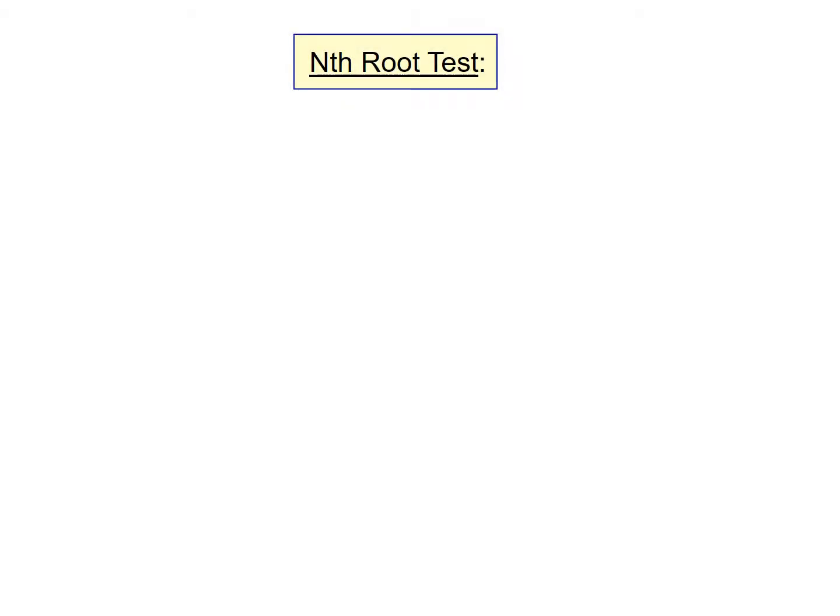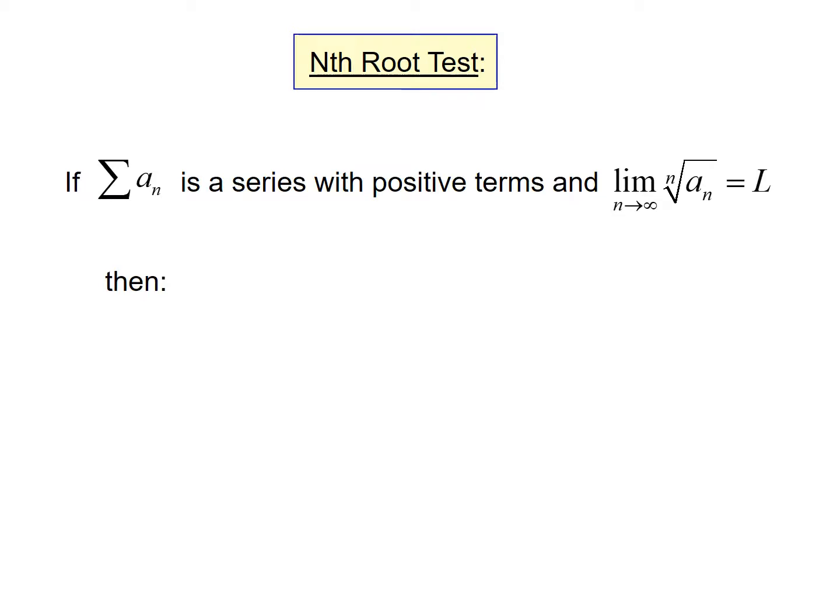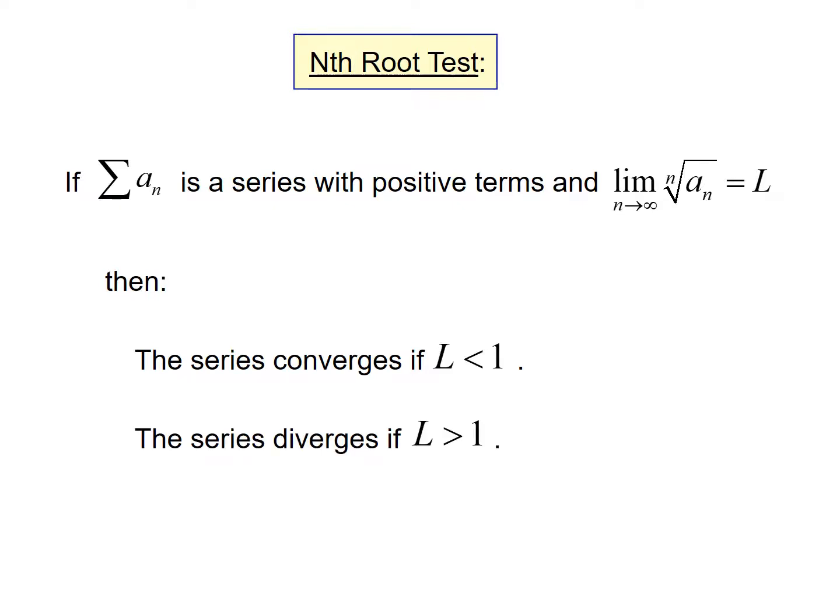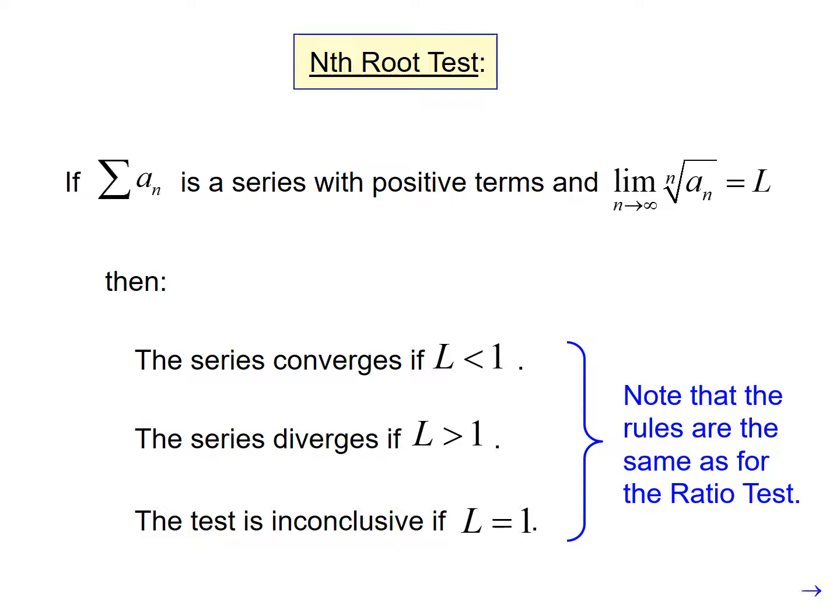Okay, now we'll look at the nth root test. So if we have a series with positive terms, we can take the limit as n goes to infinity of the nth root of a sub n, and that equals L. And the conclusion we can make here is the same as the ratio test. This converges if L is less than 1, diverges if L is greater than 1, and the test is inconclusive if L equals 1. So again, those are the same rules as for the ratio test.